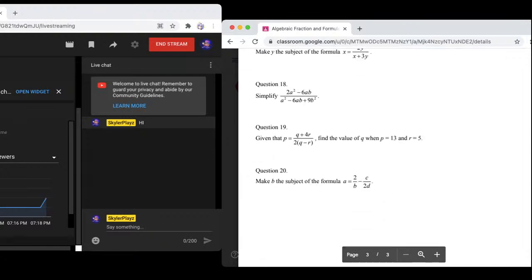Question 18. Simple question. 2a cubed minus 6ab divided by a squared minus 6ab plus 9b squared. Again, perfect square identity. For the top, factor out 2a, so a minus 3b. For the bottom, a minus 3b squared. And then cancel the power, 2a divided by a minus 3b, and that's our answer.